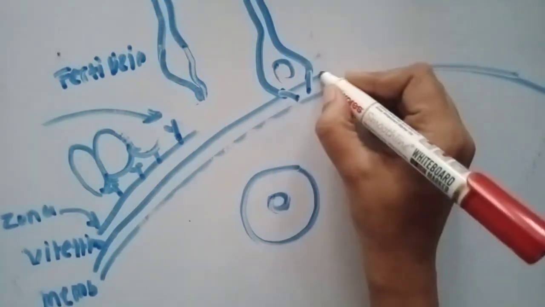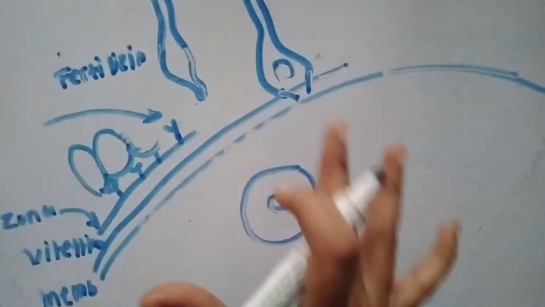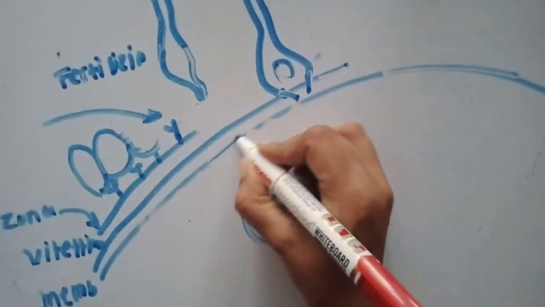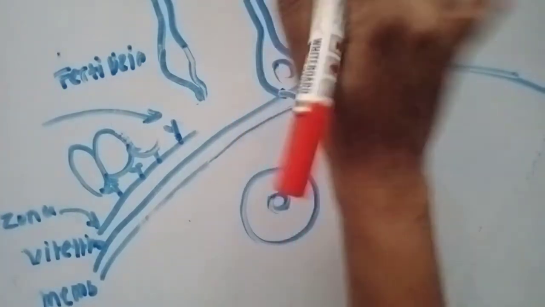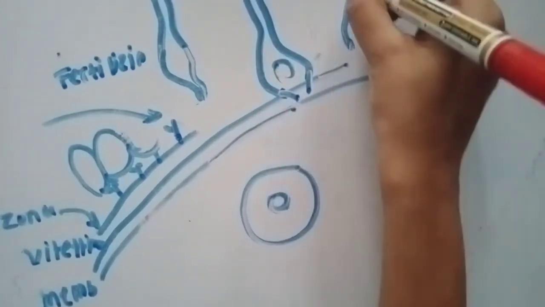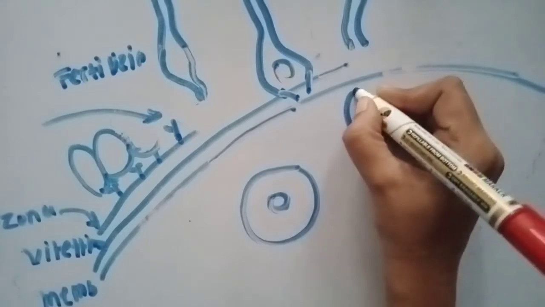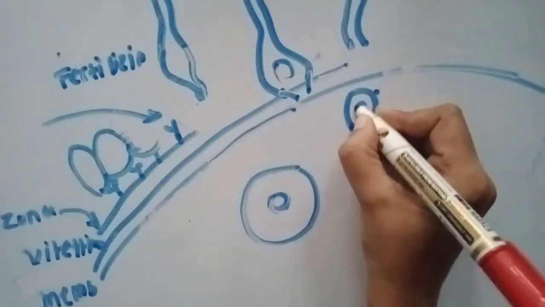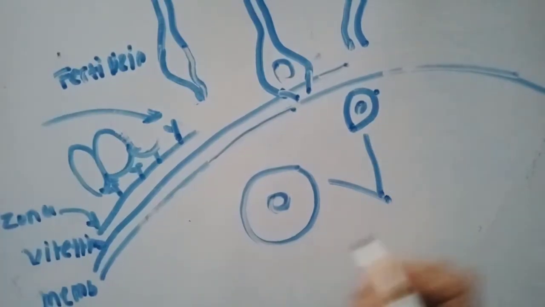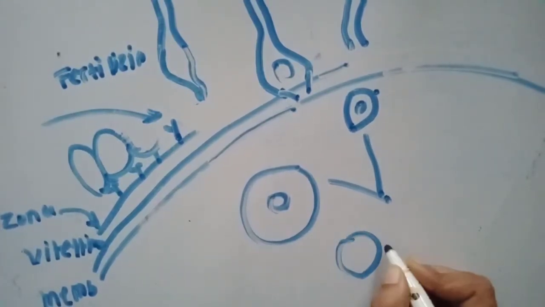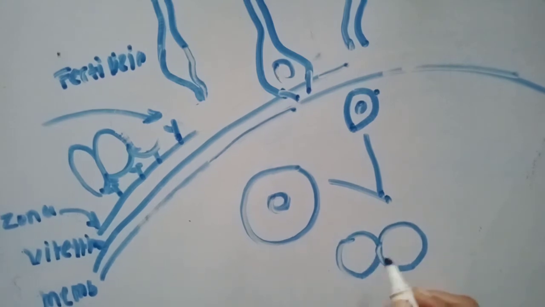Then the next step is, it digests away all the coverings that surround this ovum. It comes closer. Now it sheds its tail here, and only the head comes into the egg. The next step is the fusion takes place between the egg membrane and the sperm membrane, they get fused, and finally the nuclei get fused, and the zygote is formed. Finally your zygote is formed.